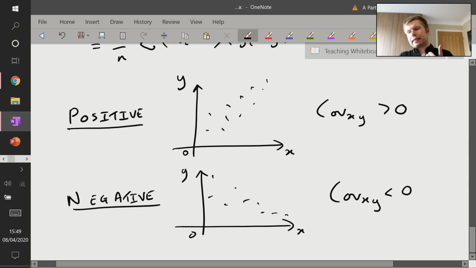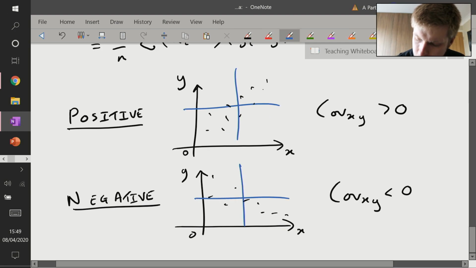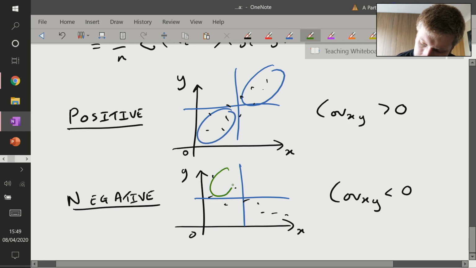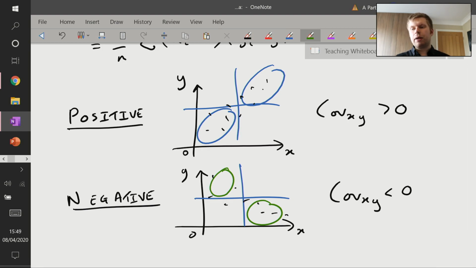The covariance literally tells me which of the two quadrants I lie in. Do I lie mostly in this quadrant and this quadrant, or do I lie mostly in this quadrant and this quadrant? The covariance will tell me which two quadrants my data will lie in, just simply by multiplying those two differences in the means together.